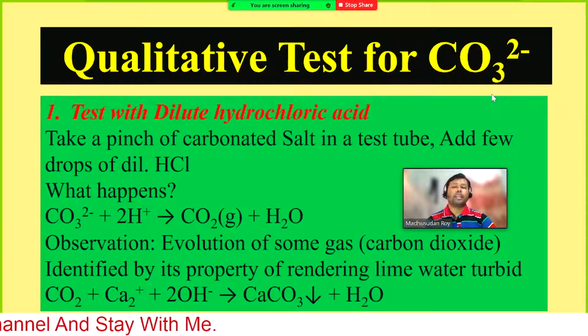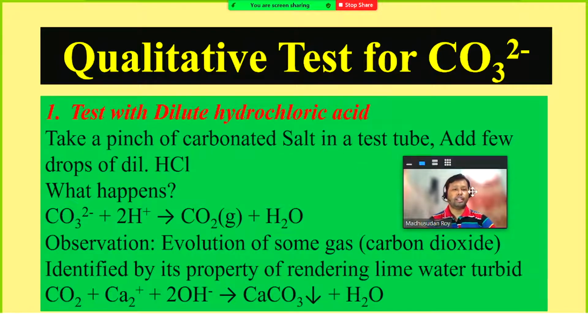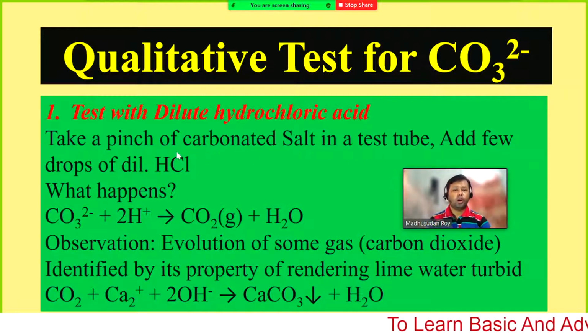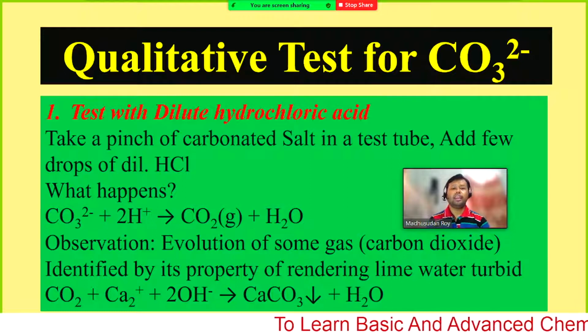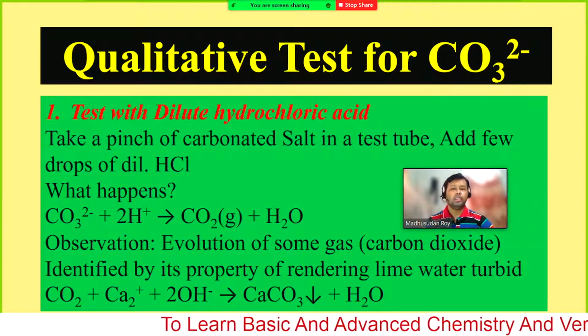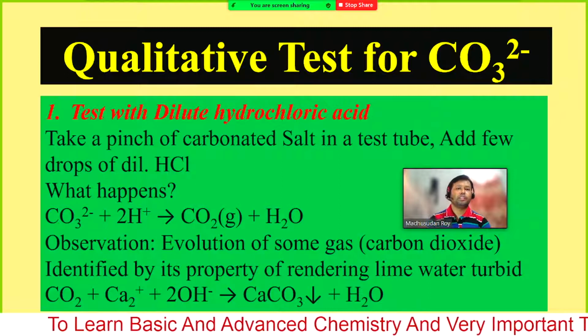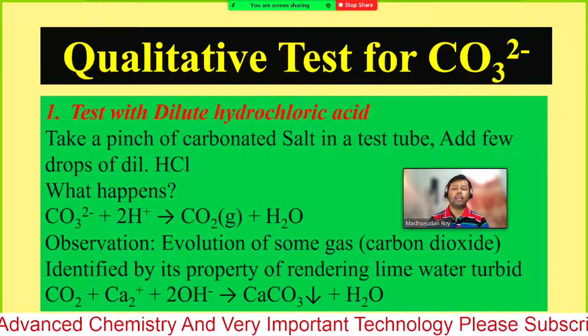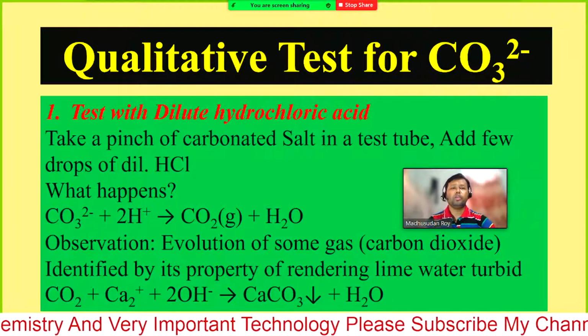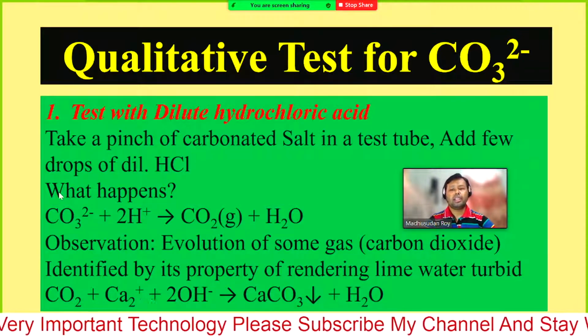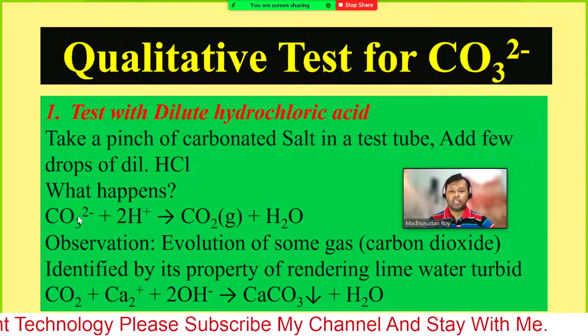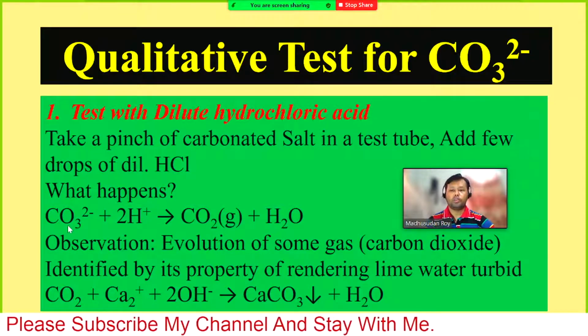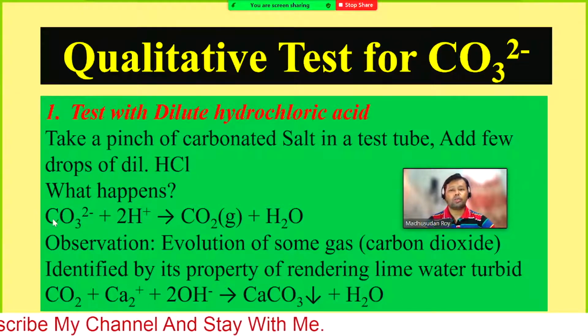Qualitative test for carbonate. We are going to start with the carbonate test with dilute hydrochloric acid. We take some salt and add some dilute hydrochloric acid to a carbonate salt. It can be sodium carbonate, potassium carbonate or any other carbonate. I am showing it just as a carbonate, which doesn't mean you need a specific salt. You can have any carbonate salt.